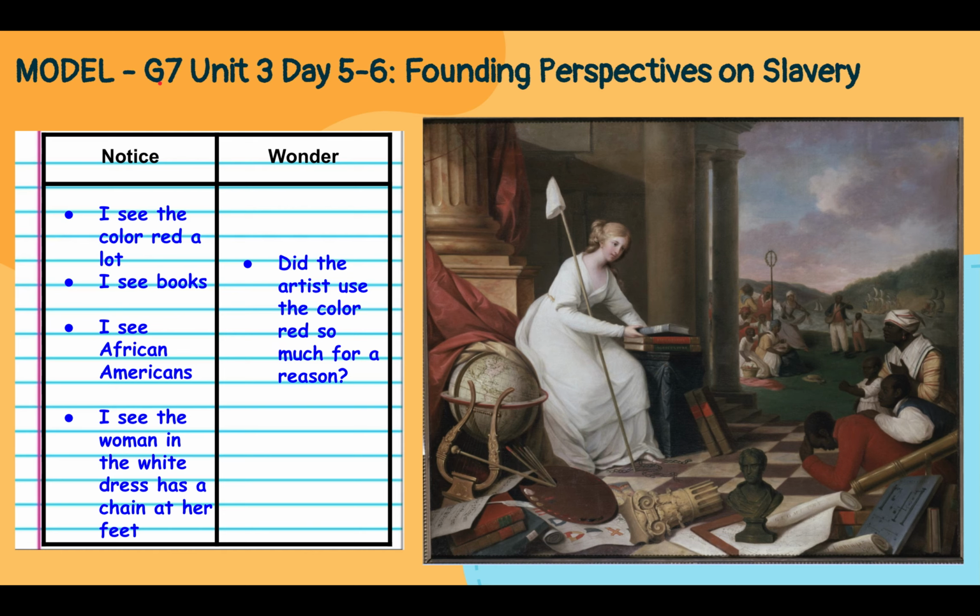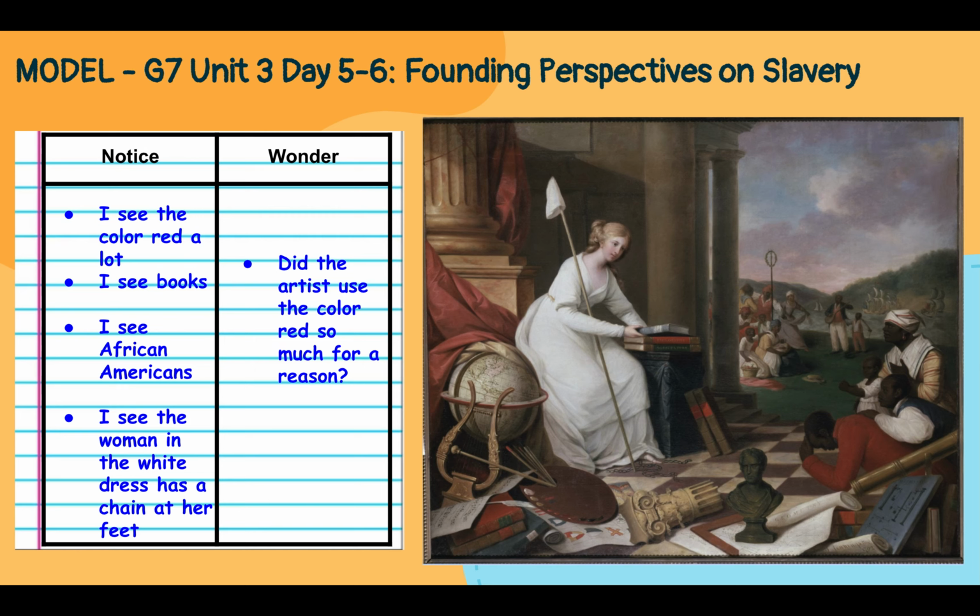Once you have completed a Notice and Wonder chart, your teacher may ask you to share out loud or to share with a partner. If you share with a partner, you might want to take that opportunity to write down those wonderings that they have as well. And I'm sure they will not be the same as yours, because there are infinite amount of questions that we're able to make or create when looking at something.